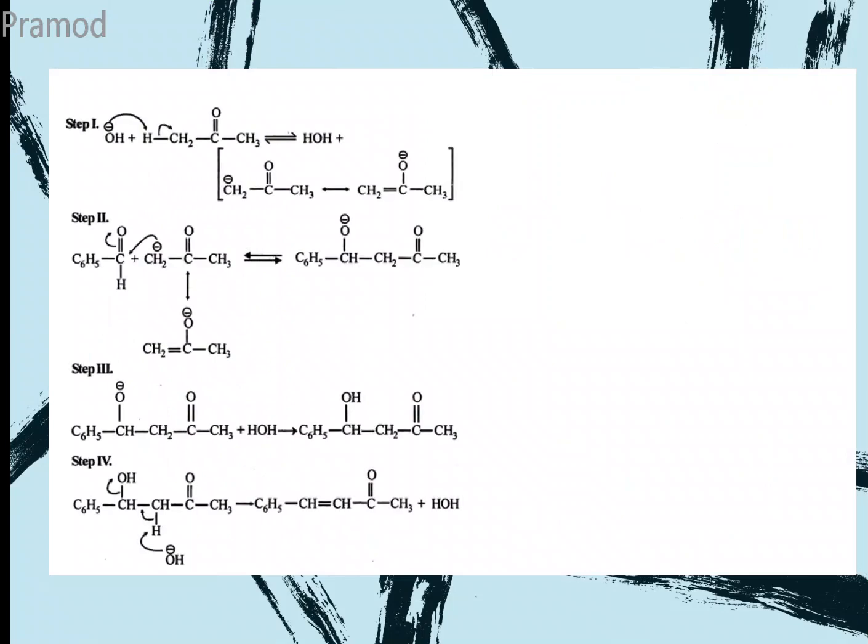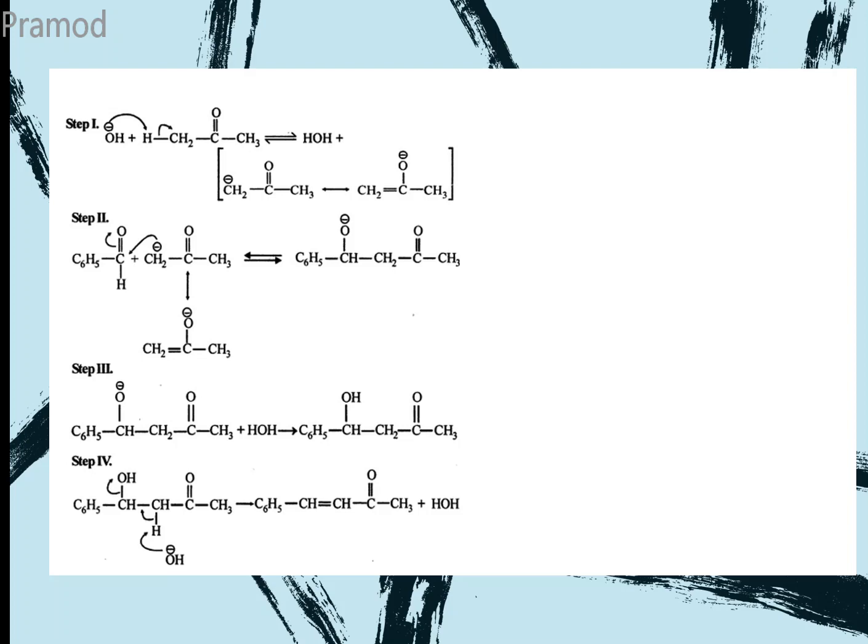So what do you do? What was the first step? The first step is your base is there. You have an acetone moiety. So the base abstracts your alpha hydrogen atom from your acetone, and to generate a nucleophile, it undergoes tautomerism. This nucleophile then attacks the carbonyl carbon of your aromatic aldehyde.